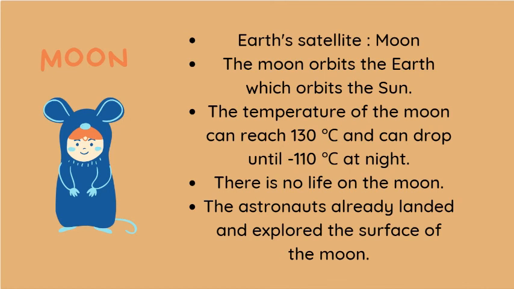The temperature on the moon can reach 130 degrees Celsius. Because there is almost no atmosphere, the temperature can drop until minus 110 degrees Celsius at night. There is no life on the moon because there is no water and no air.